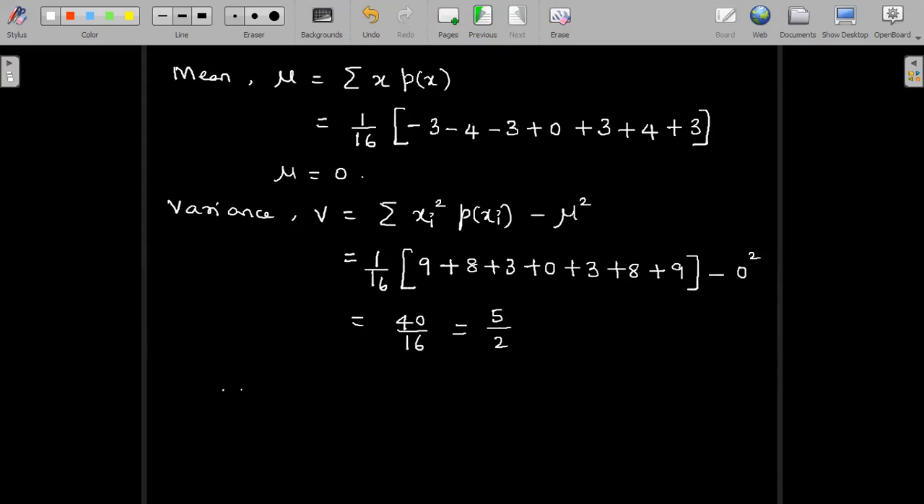And hence standard deviation can be written as the square root of the variance value, which is square root of 5 by 2.